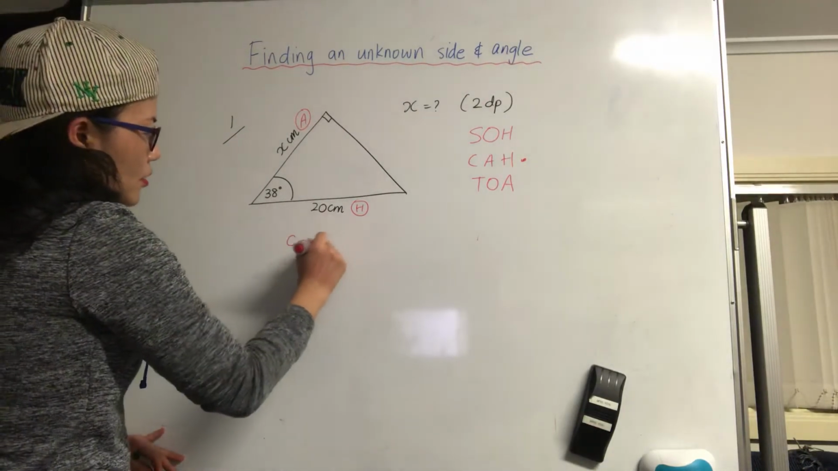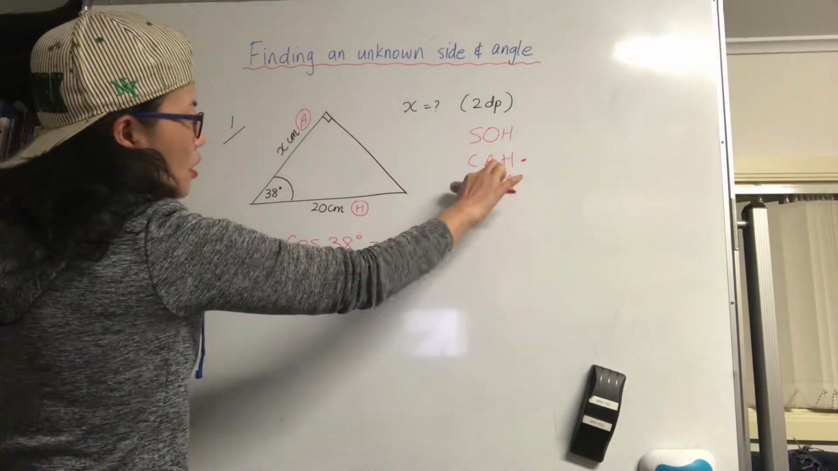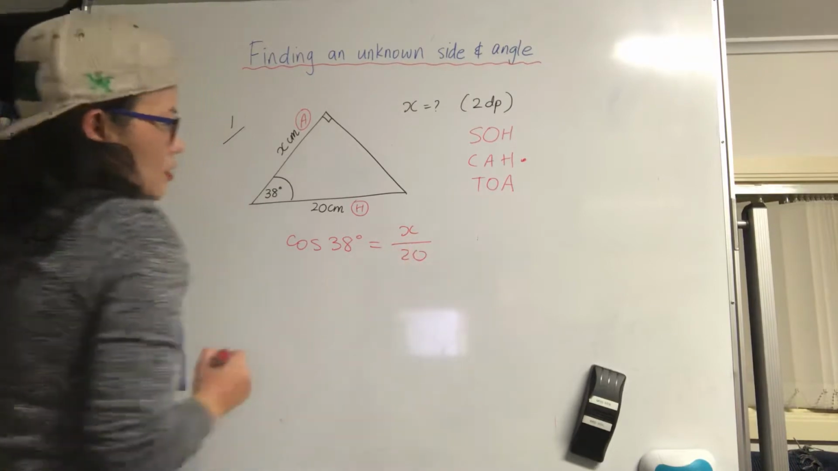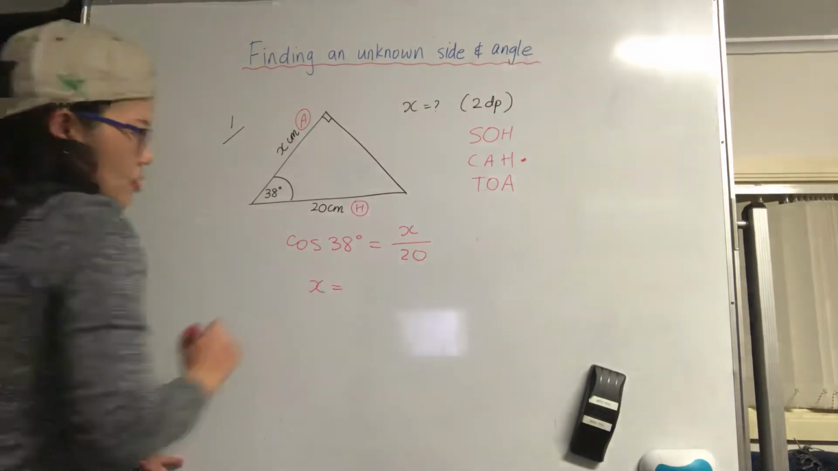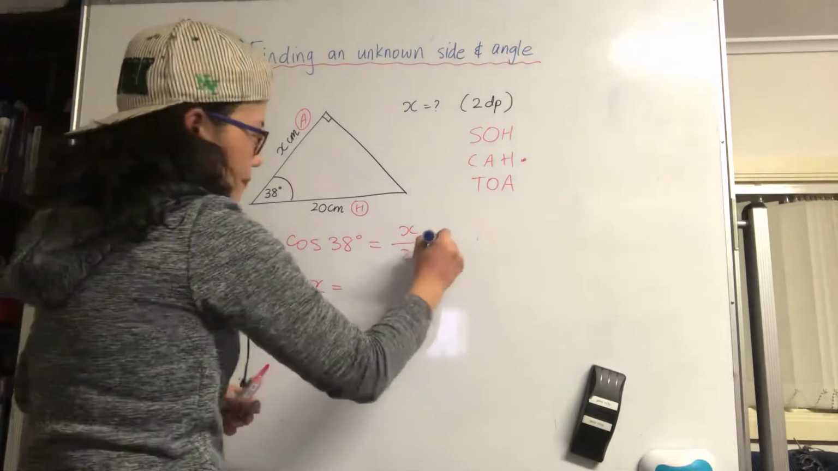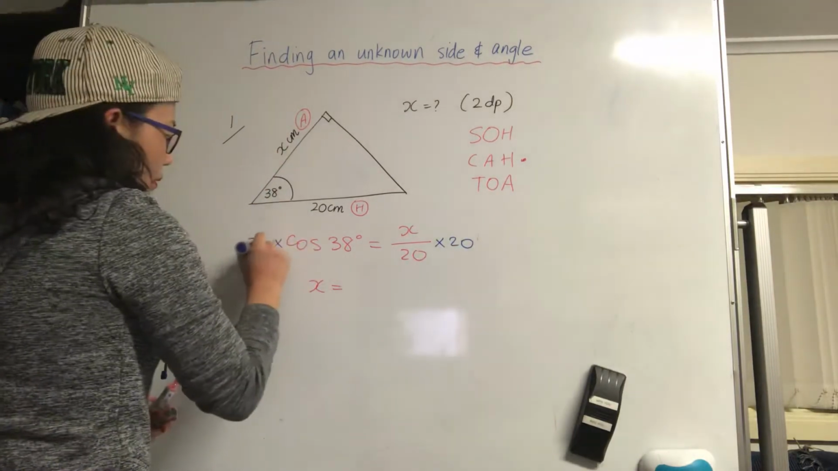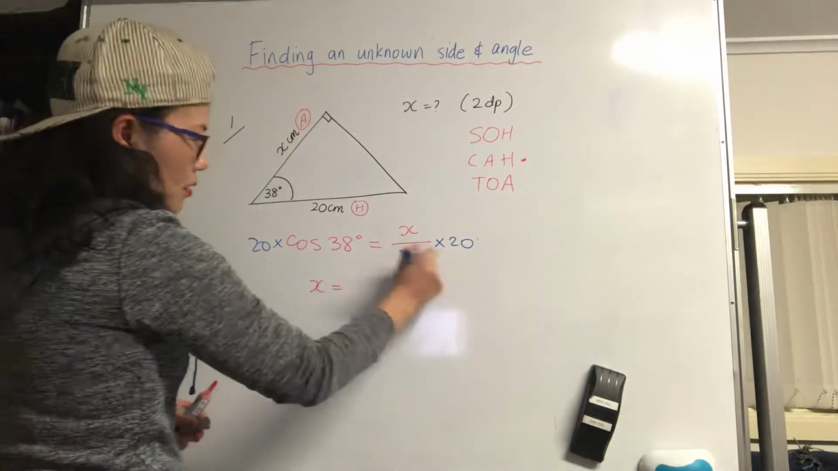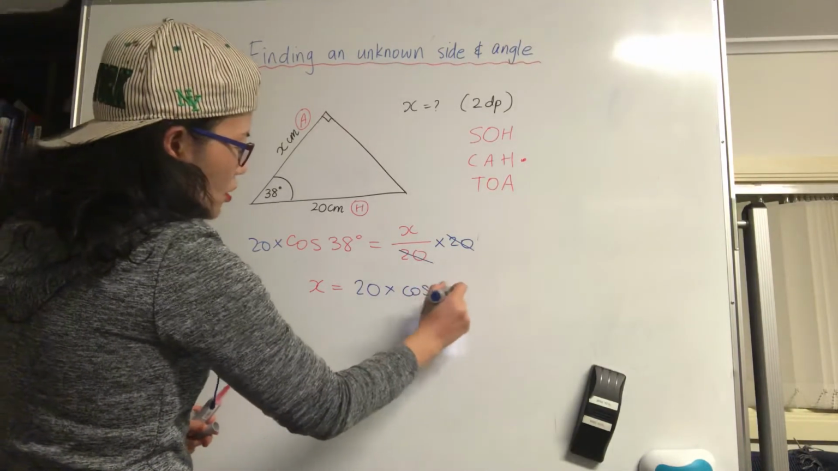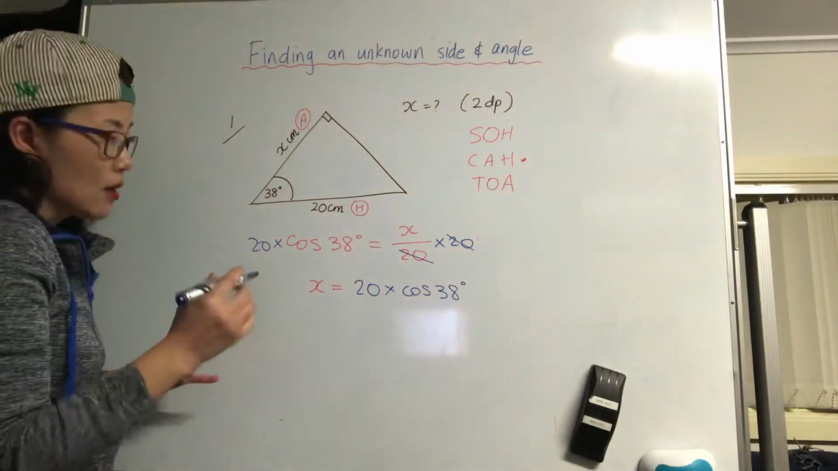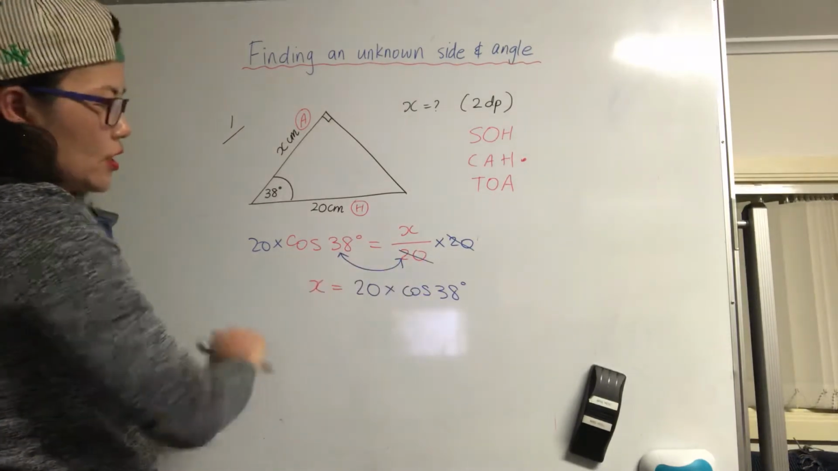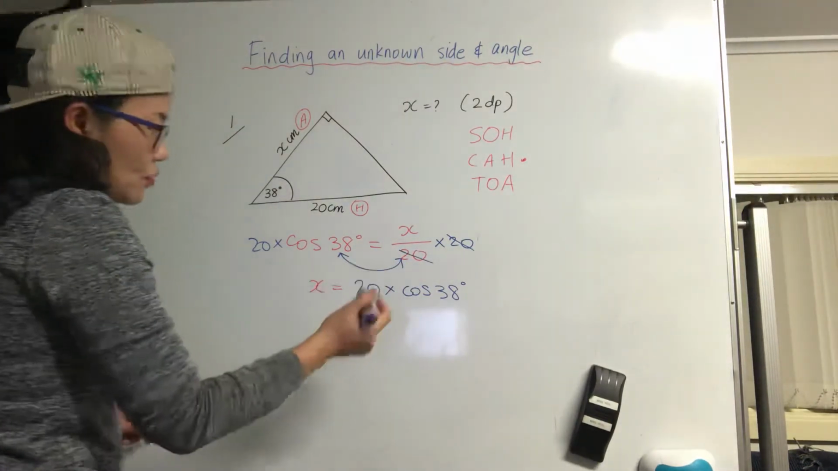So cos 38 degrees equals adjacent over hypotenuse. So therefore, x equals, now how am I going to make x by itself? I'm going to times by 20 on both sides. And then I'll have x equals, that will cancel out, x equals 20 times cos 38 degrees. Or all you have to do is you times this together, 20 times cos 38. So it doesn't really matter which way you do it.